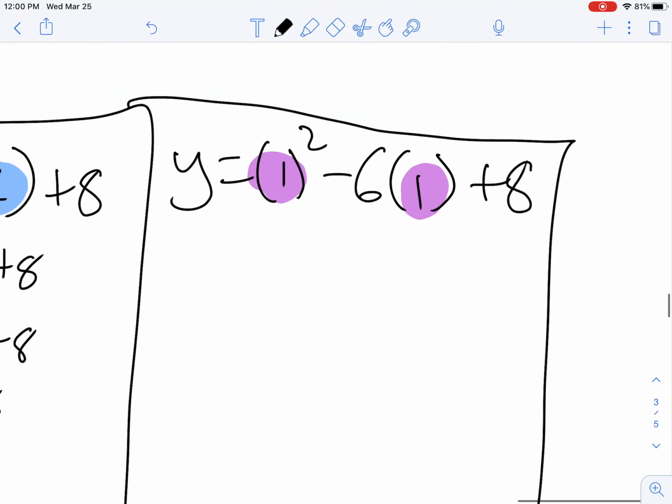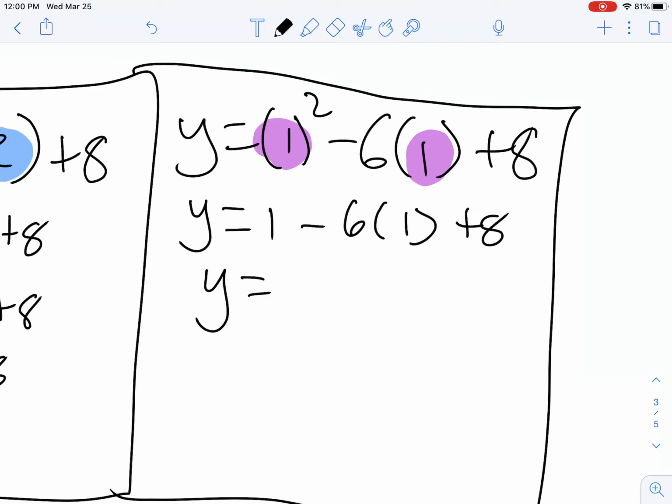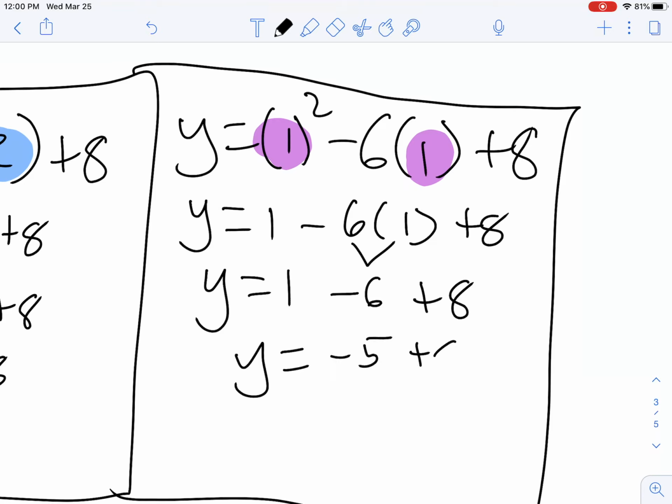All right, and then I'm doing 1 squared, which is 1, minus 6 times 1 plus 8. Negative 6 times 1 is a negative 6. 1 minus 6 is negative 5 plus 8. And negative 5 plus 8 is 3.